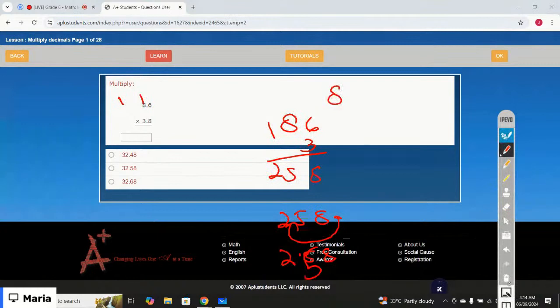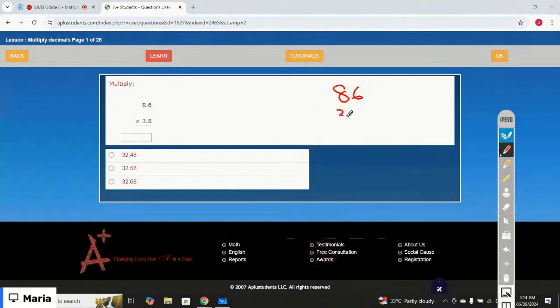You have to do 86 times 38. So start multiplying the ones digit. 8 times 6 is 48, 8 and carry 4. 8 times 8 is 64 and 4 is 68. Then you can multiply with the tens digit. 3 times 6 is 18, 1 carry. 3 times 8 is 24 and 1 is 25.